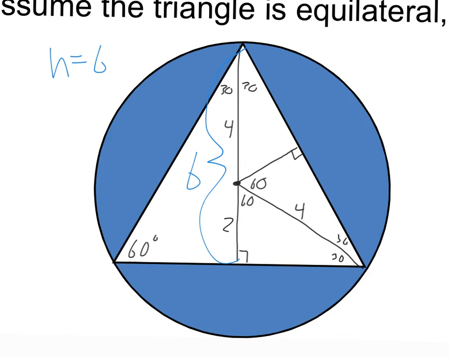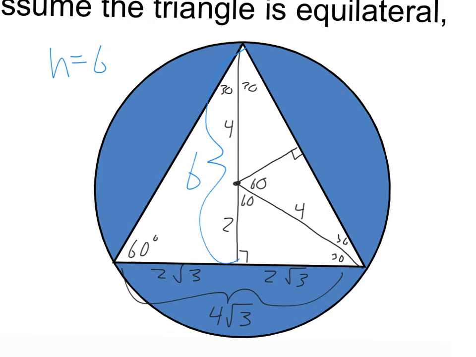Well, we can do that as well because, again, we have a 30, 60, 90 triangle. We went from the hypotenuse to the short leg. Now let's go from the short leg to the long leg. That's just going to be 2 rad 3. And the same thing is going to be true over here. And so the whole base is 4 rad 3.